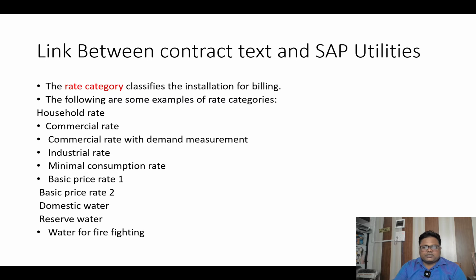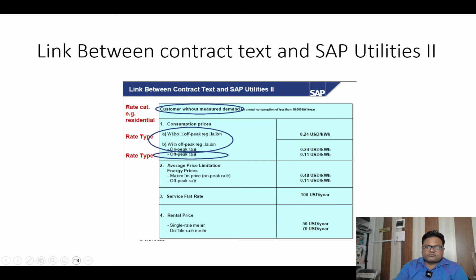water for the firefighting. So this is a business scenario. So this is your rate type, means rate category, which type of the customer we are dealing with. Rate type, what type of the rate, like your on peak off peak rates. Suppose for the off peak, rate is 0.24 USD per kilowatt hour, on peak rate 0.24 USD plus 0.11 USD.